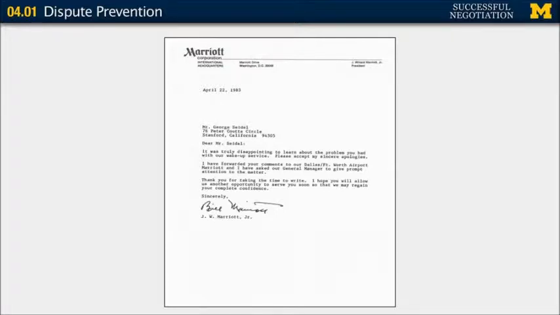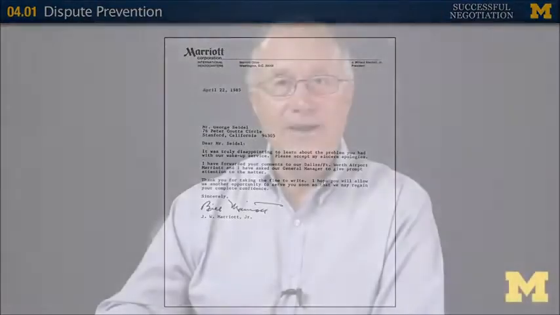Please accept my sincere apologies. I have forwarded your comments to our Dallas-Fort Worth Airport Marriott and have asked our general manager to give prompt attention to the matter. Thank you for taking the time to write. I hope you will allow us another opportunity to serve you soon so that we may regain your complete confidence. Sincerely, signed, Bill Marriott." Now, this may have been Bill's computer speaking. I'm not sure. It may have been an automated response, but it gave me a good feeling about my stay at the hotel. Now compare this dispute prevention approach with another situation involving another hotel.